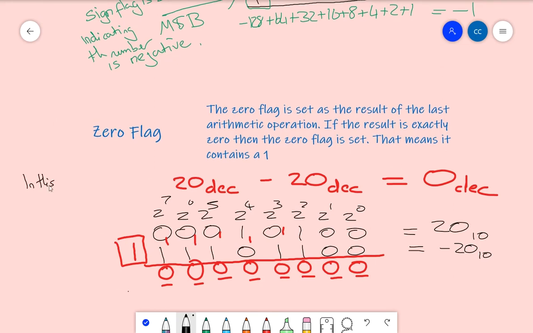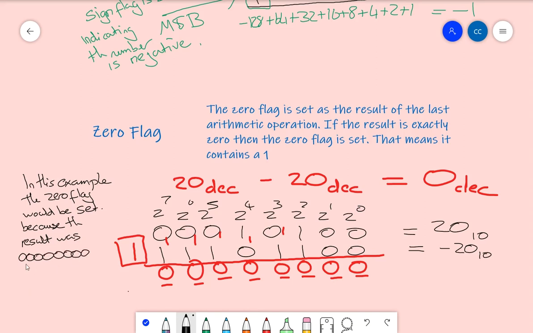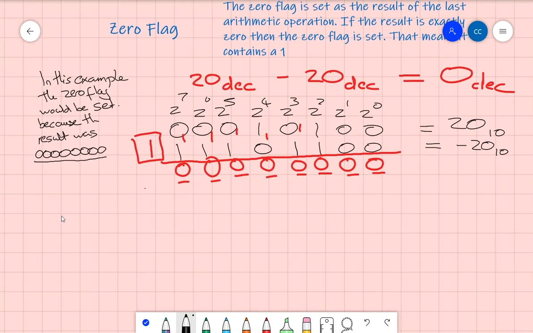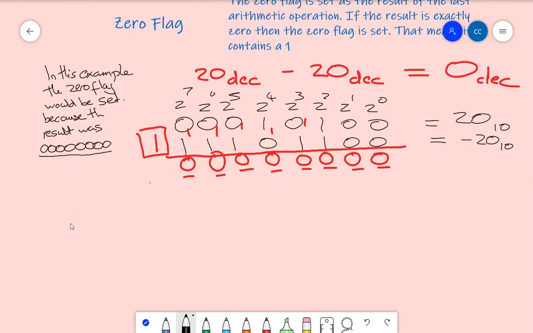In this example, the 0 flag would be set because the result was 0, 0, 0, 0, 0, 0, 0, 0. Now let's move on to the carry bit, since that example above talks about it.